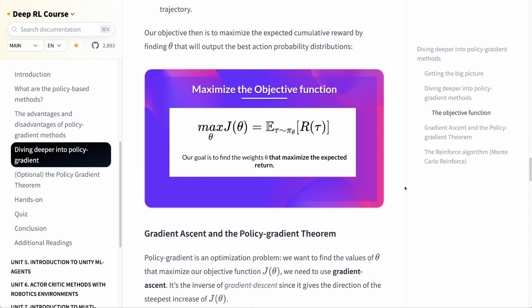So we want to maximize the objective function J, where the goal is to find the weights theta that maximize the expected return. We're always trying to maximize this expected return, and in this situation what we can change is theta, these parameters.